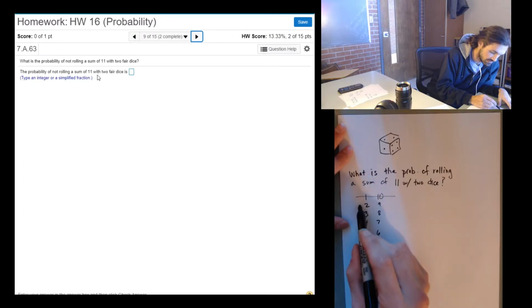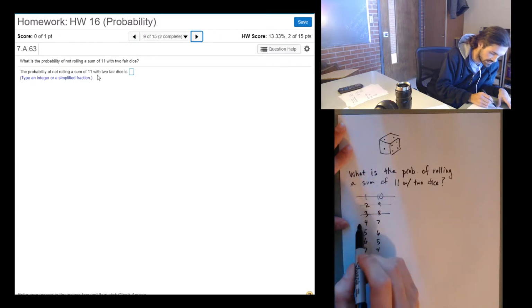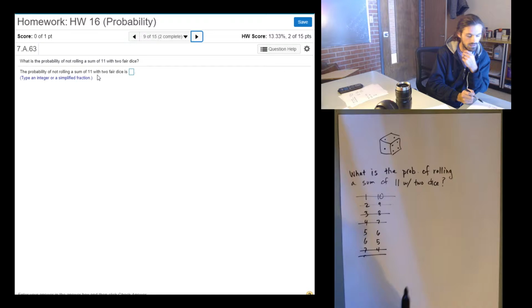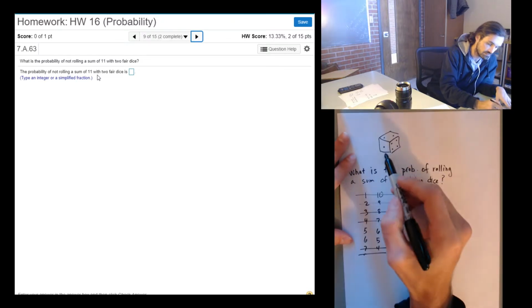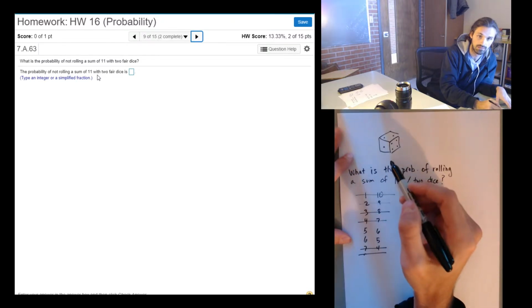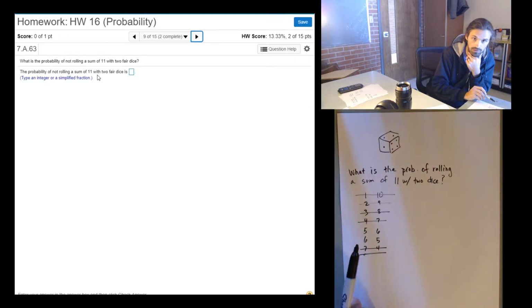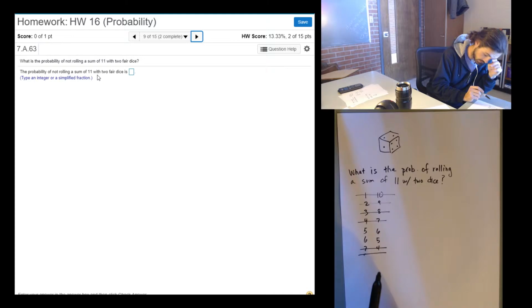Recognize we can't roll a 9 with a fair die, can't roll an 8, can't roll a 7 with a fair die. You can only roll the numbers 1 through 6. We could roll a 5 and a 6. We could roll a 6 and a 5. 7 and 4, yet again, we can't roll a 7 with a fair die. That's coming from the fact that on a fair die, you only can roll the numbers 1 through 6 inclusive. So it looks like we have two ways of rolling a sum of 11.